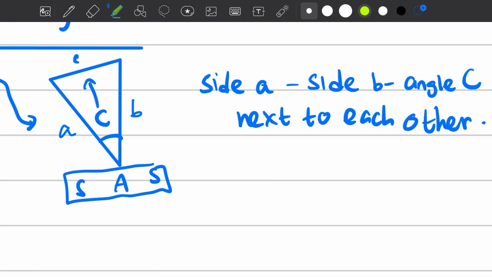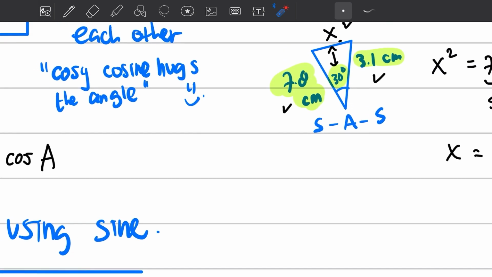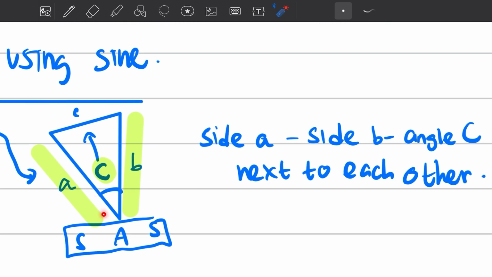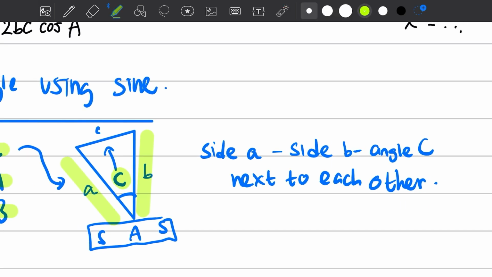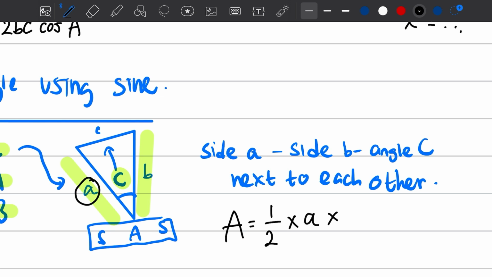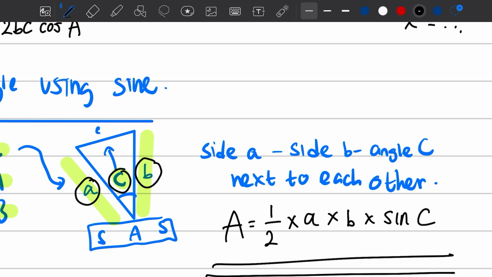So if you have a triangle and you know the value of a and b, and you know the angle between a and b, you need these three pieces of information: side angle side, like before in the cosine rule. You can use the area of a triangle using sine, which is half times the first side that we know times the second side that we know times sine of the angle between a and b. So this is the formula of the area of a triangle using sine.